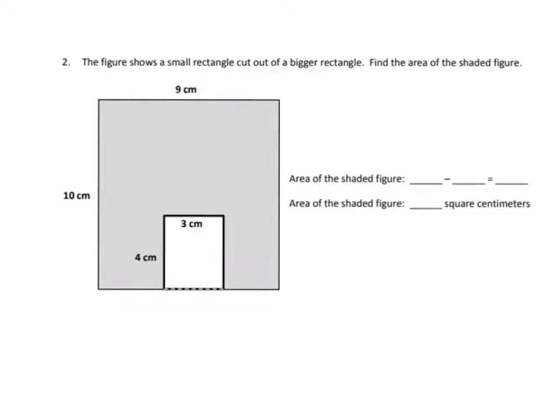Let's take a look at number 2. It says the figure shows a small rectangle cut out of a bigger rectangle. Find the area of the shaded figure. So first what I need to do is take a look at the shaded figure and pretend that this part is shaded.